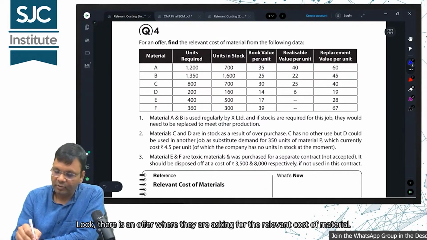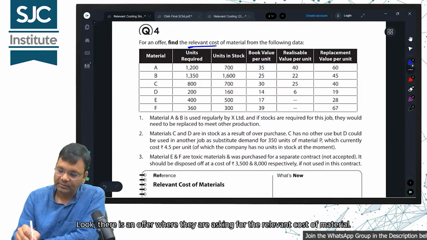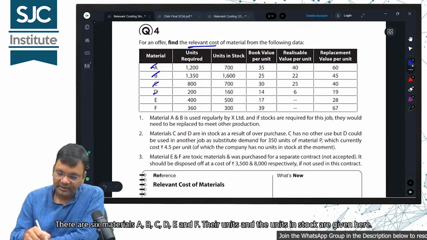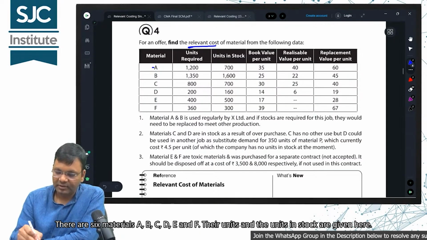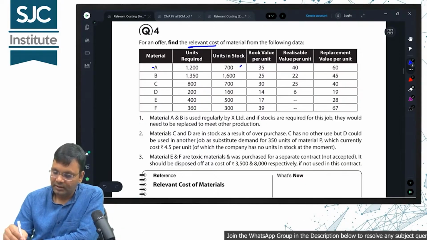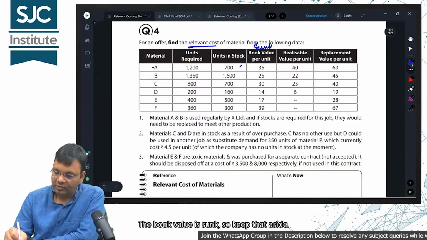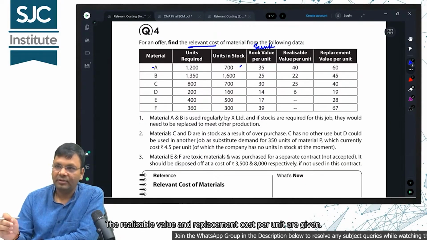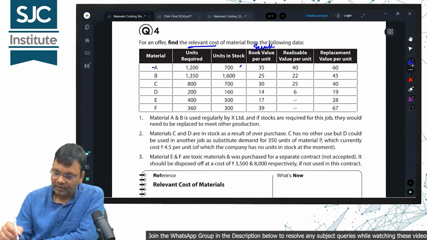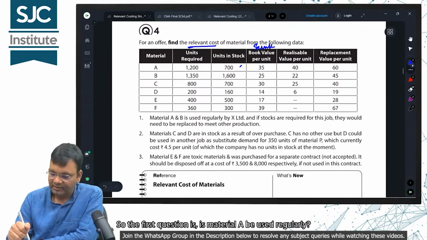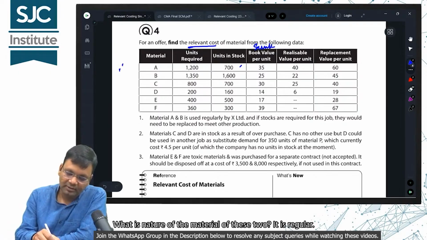Look, there is an offer where they are asking for the relevant cost of material. There are 6 materials A, B, C, D, E and F. Their units and the units in stock are given here. The book value is sunk, so keep that aside. The realizable value and replacement cost per unit are given. So the first question is: material A be used regularly? What is the nature of the material of these 2?